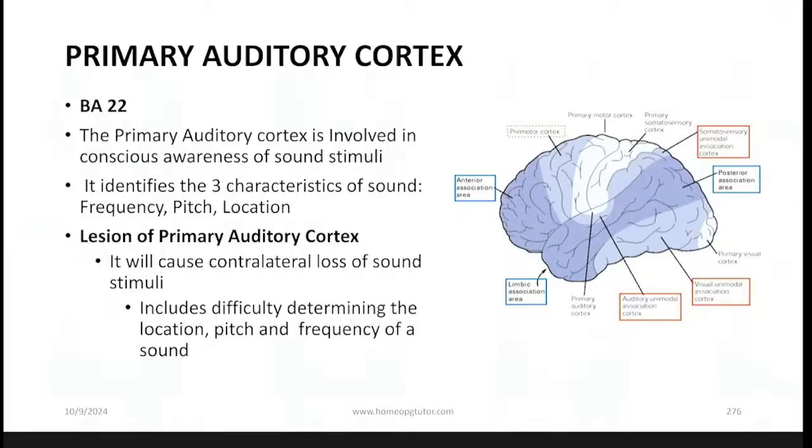Okay, but what does that mean? If at all there is any lesion in the primary auditory cortex, what is going to happen? There is going to be contralateral loss of sound stimuli. Okay, probably they will not be able to understand the location from where the sound is coming. They will not be able to understand the pitch of the sound as well as the frequency of the sound. They will not understand all this.